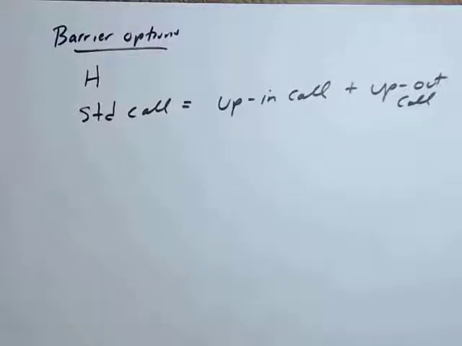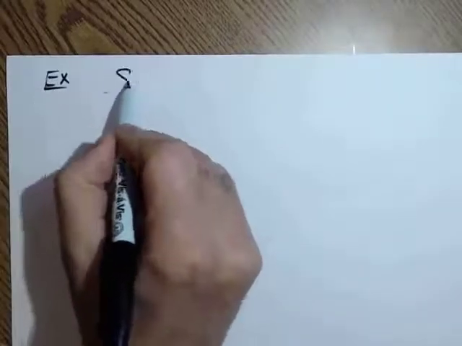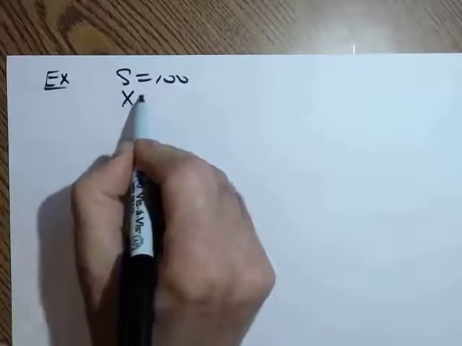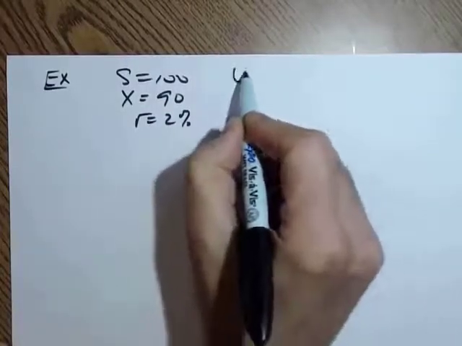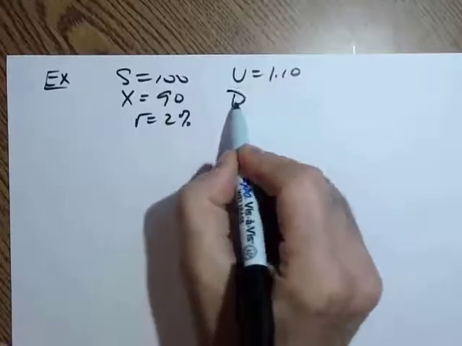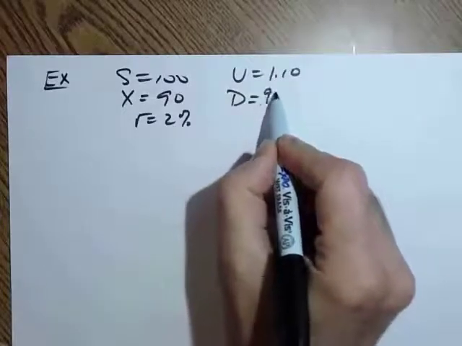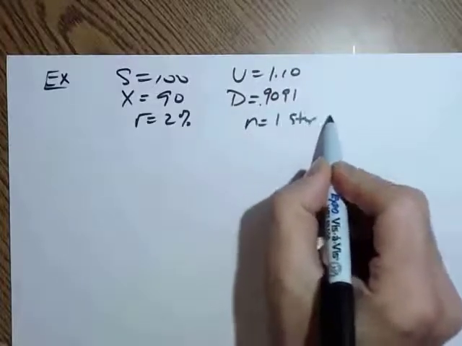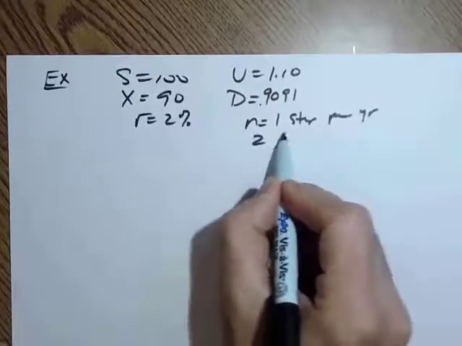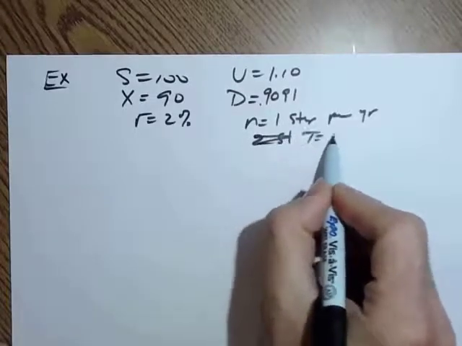So let's do an example. We'll go back to the old example we had a little while ago, where the stock price was 100, X was 90, R was 2% per year, U going up 10%, D going down 10%, N equals 1 step per year, 2 steps, or 2 years, T equals 2.